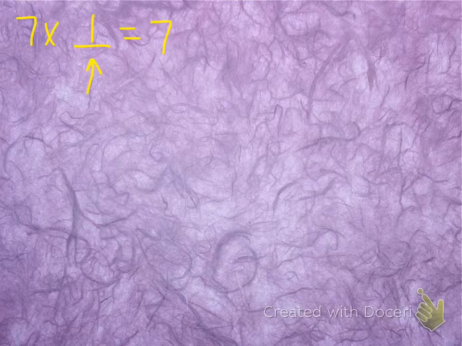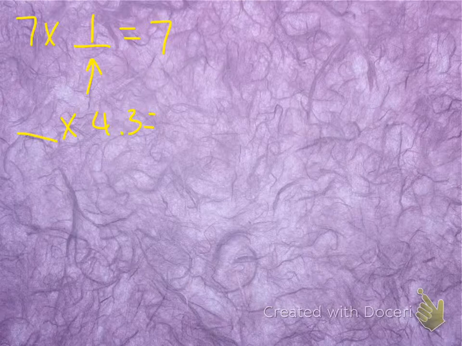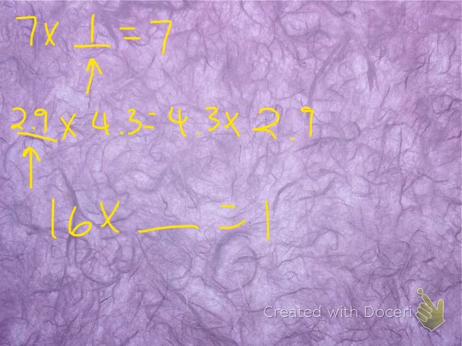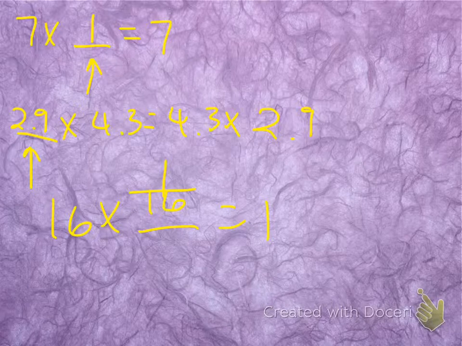Right, okay. So then if we go to this one and we say, what times 4.3 equals 4.3 times 2.9, what goes here? 2.9. 2.9, what property was that? The commutative property. Very good. And so, I think you're going to get this. Let's do this one here. 16 times what equals 1? 16... times 1 over 16? Very good, 1 over 16, the reciprocal. And what property is that one? The inverse property. Very good, I think you got it.